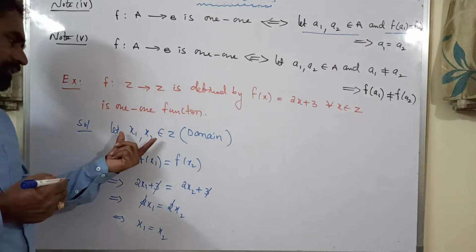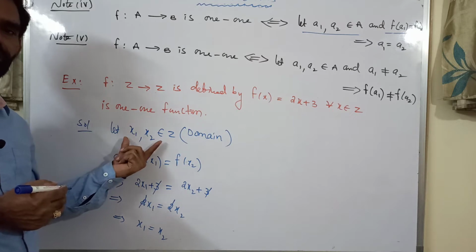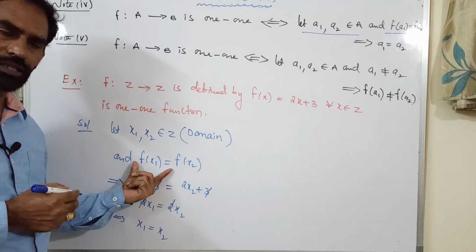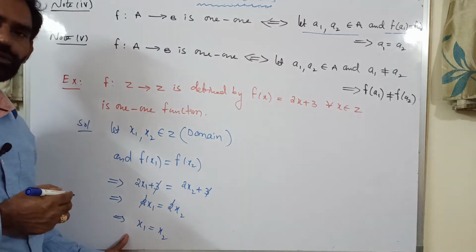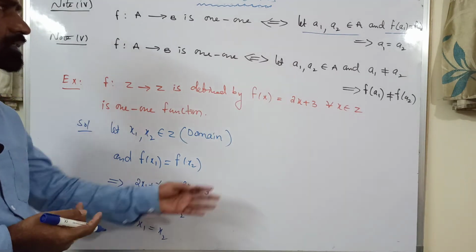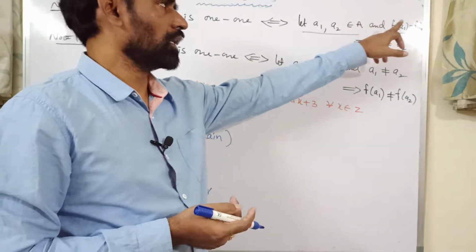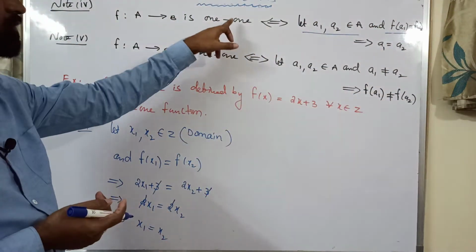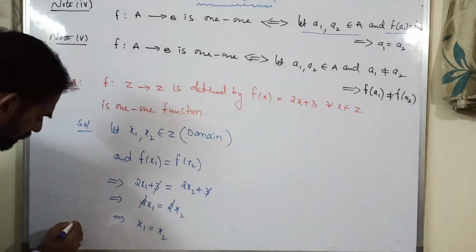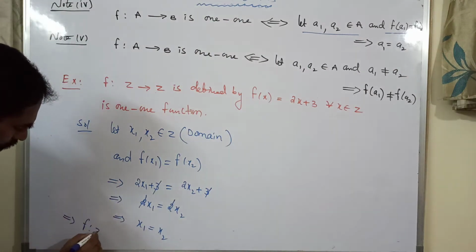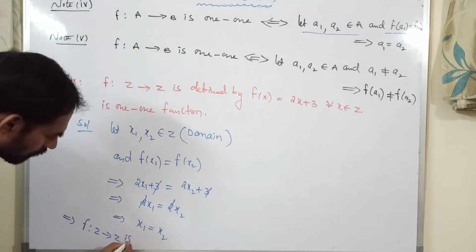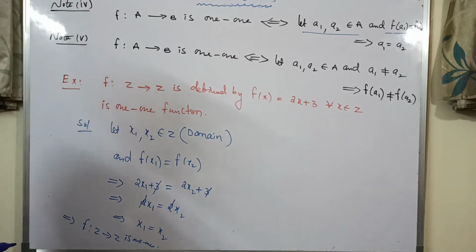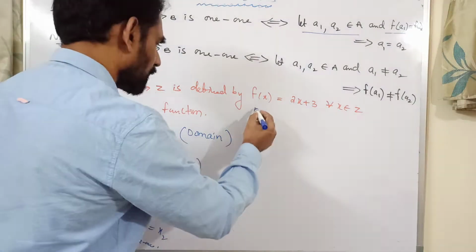How do we start here? First, we select two elements in the domain and assume that their images are equal, which implies the elements are equal. Indirectly, a1, a2 belong to A, images are equal and that implies a1 equals a2. Then f is what type of function? That implies f from Z to Z is a one-one function. This is the way.